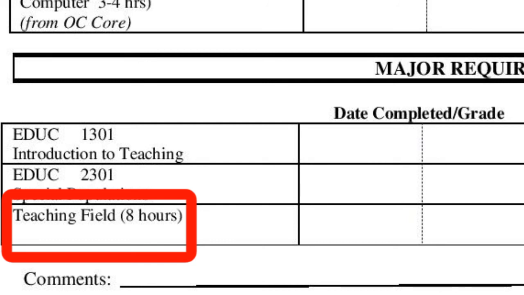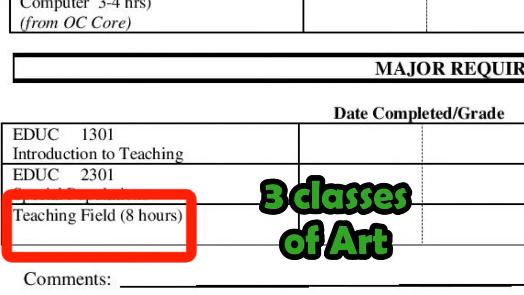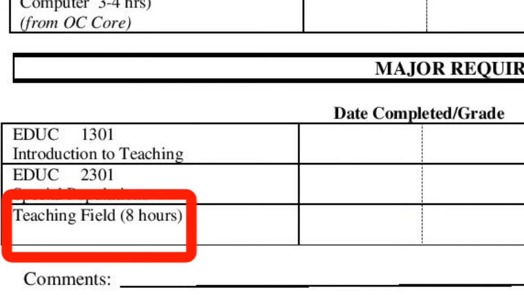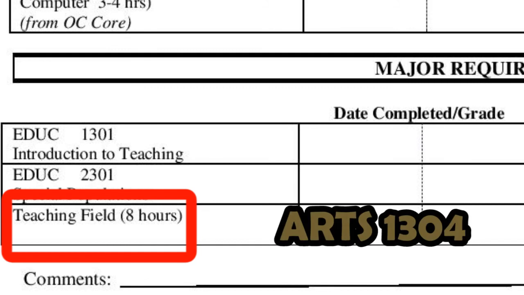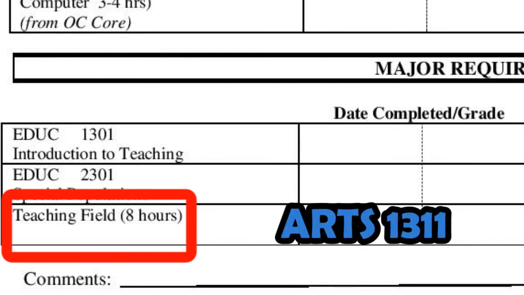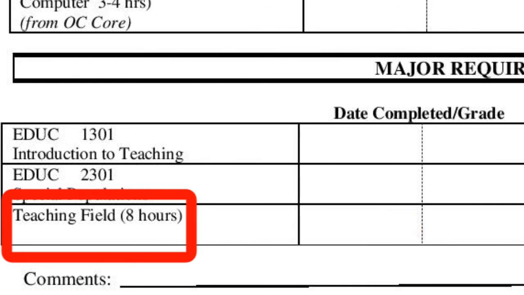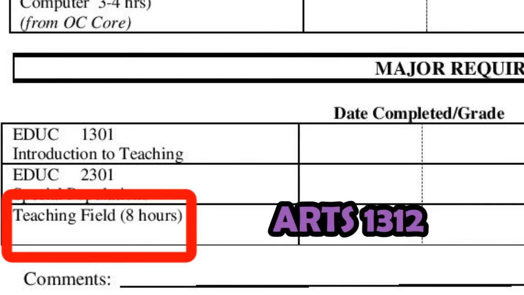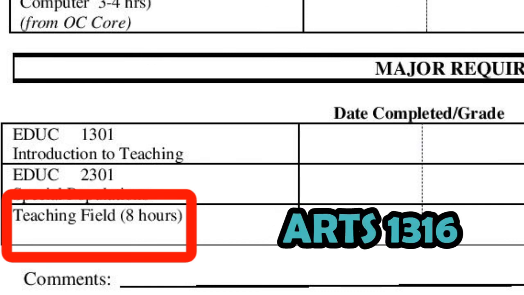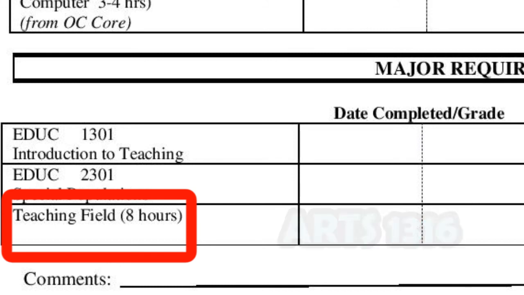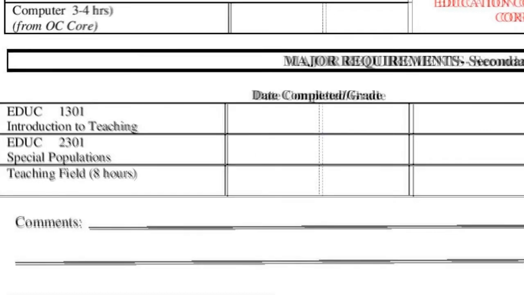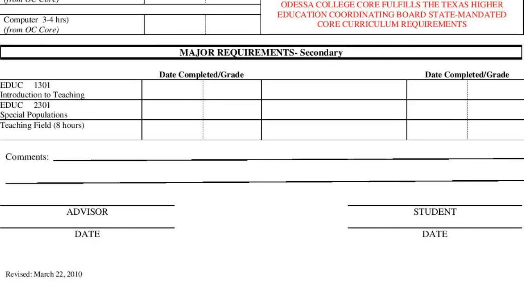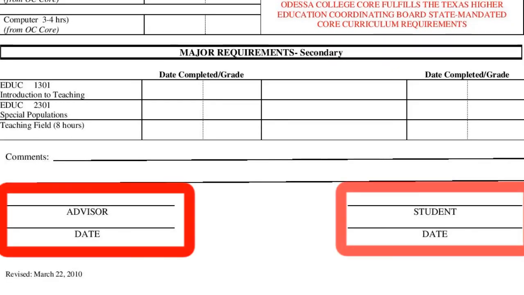This means you can choose 3 classes of art. You can pick from 1303 Art History 1, 1304 Art History 2, 1311 Design 1, 1312 Design 2, 1316 Drawing 1, or 1317 Drawing 2. At the bottom of the degree plan, you will notice my signature, and your signature is required.